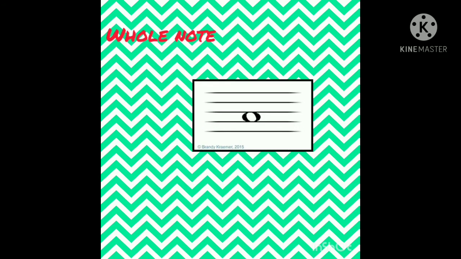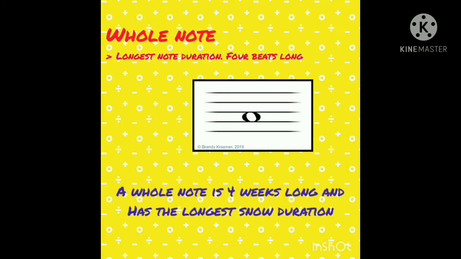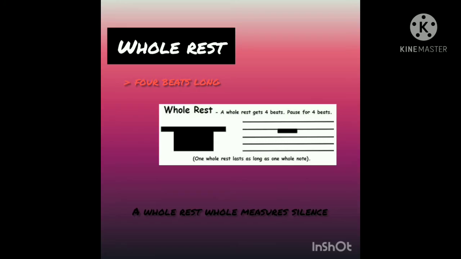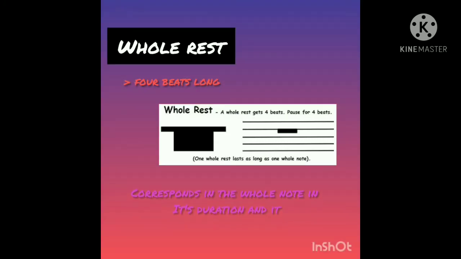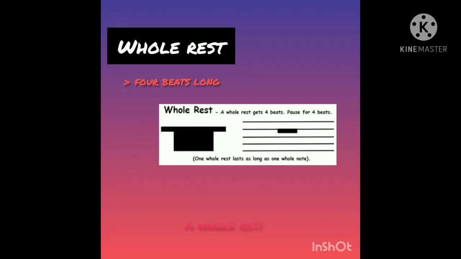Whole note, longest note duration, 4 beats long. A whole note is 4 beats long and has the longest note duration. Whole rest, 4 beats long. A whole rest, a whole measure of silence, corresponds to the whole note in its duration, and it lasts for 4 beats. A whole rest looks like a hole in the ground.